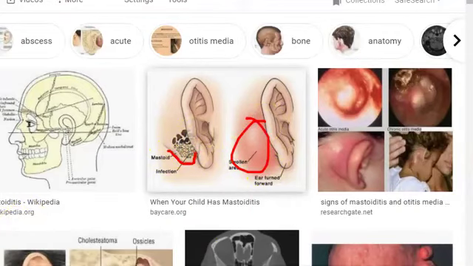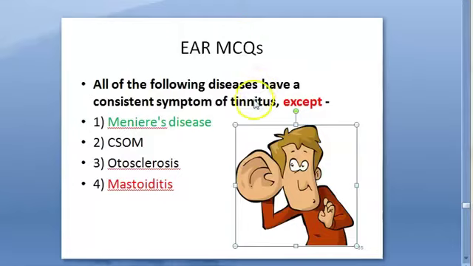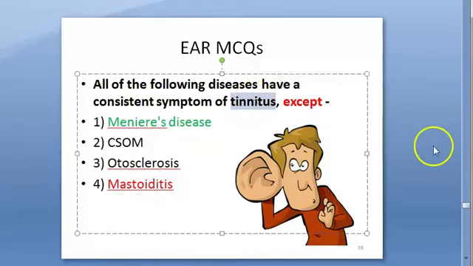This doesn't cause tinnitus, that is the ringing in the ear. So that's not happening because of mastoiditis. It can happen because of Meniere's disease, that is endolymphatic hydrops, or chronic suppurative otitis media, that is infection of the middle ear. Otosclerosis, because of the problem with the stapes being very stiff, can also cause this ringing of the ear.